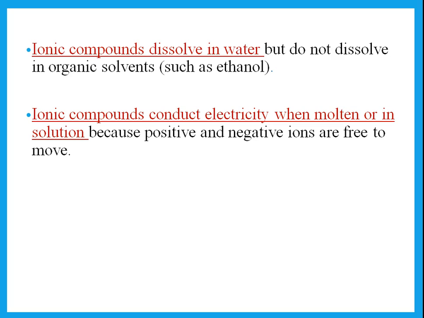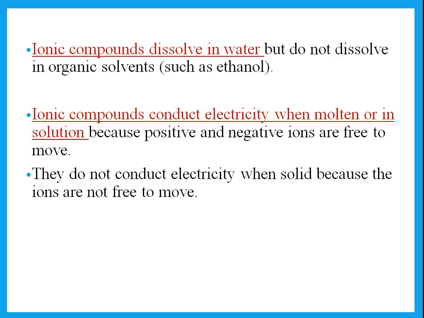Ionic compounds conduct electricity when molten or in solution because they have free moving what? They have free moving ions, and this is the only time that you say free moving ions if we're talking about ionic compounds. They do not conduct electricity when solid because the ions are not free to move, because as a solid they are stuck in the giant crystal lattice structure in which the ions are not allowed to move.